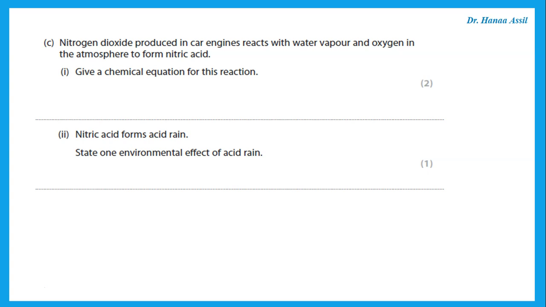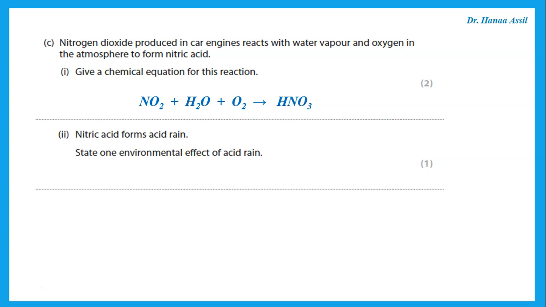Nitrogen dioxide produced in car engines reacts with water vapor and oxygen in the atmosphere to form nitric acid. First of all, write the chemical equation. So nitrogen dioxide, of course, that's NO2, plus, we are told, water plus oxygen to give nitric acid. Please remember how to write an acid. Then we have to balance. Please do not leave the equation without balancing, and do not say they did not ask for balance. It is understood that a chemical equation has to be balanced.